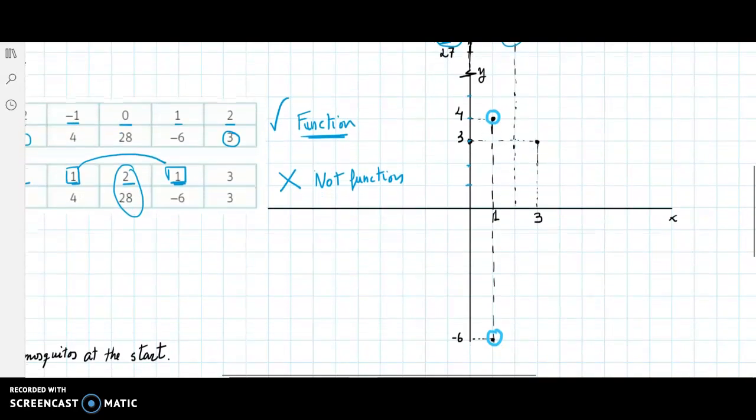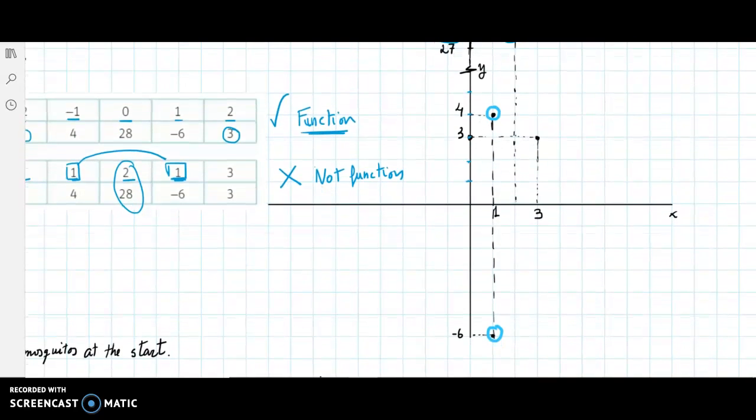If you see the x coordinate equals 1, we have two different points: the 1, 4 and the 1, minus 6. So for the 1, we have 2 points. In that case, this graph is not a function.